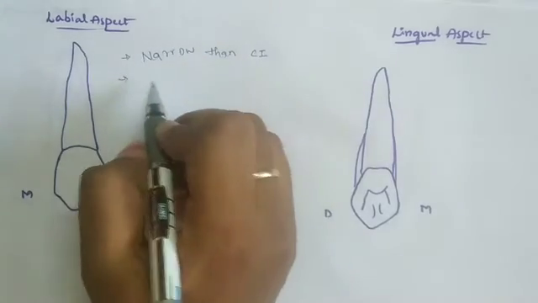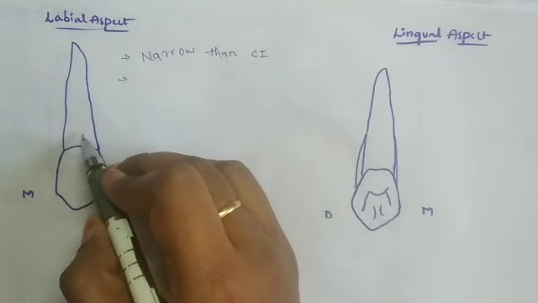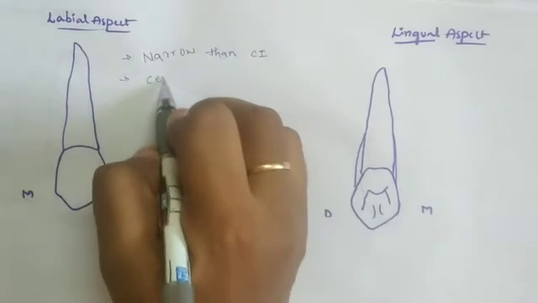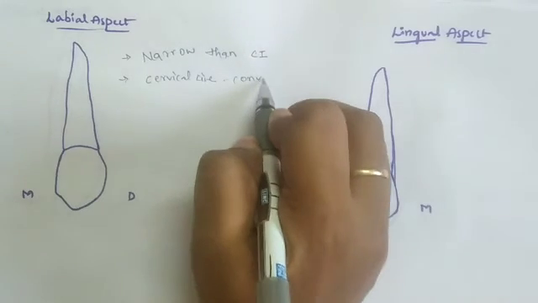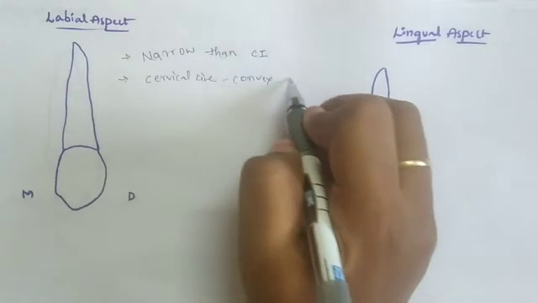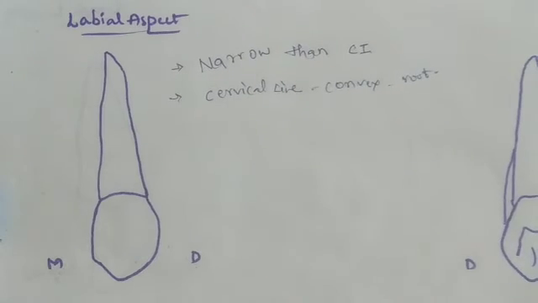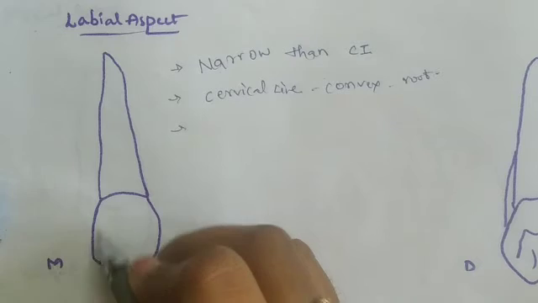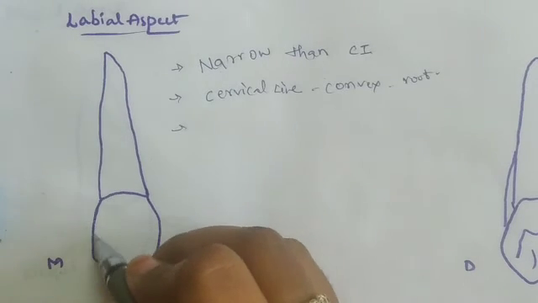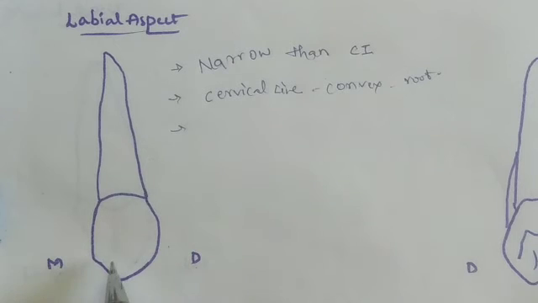Next, the cervical line is convex. This is the cervical line, with the convexity towards the root side. And also the mesial outline is convex. This is the mesial outline. It is convex from the cervical line till the contact point. The contact point is near the junction between the incisal third and the middle third.